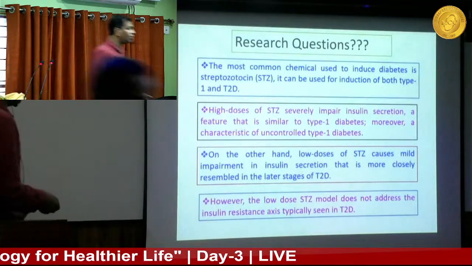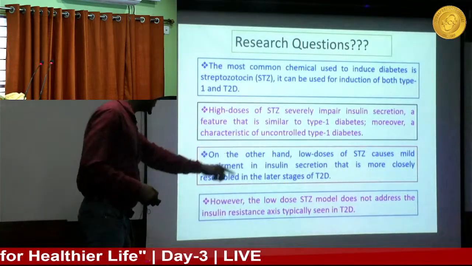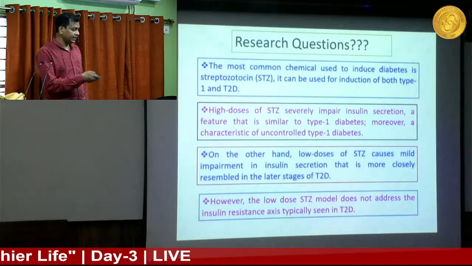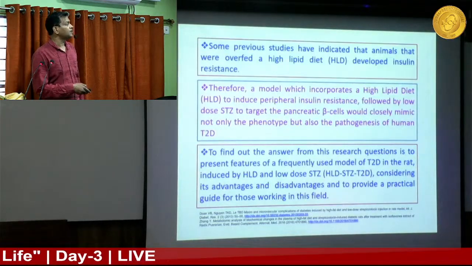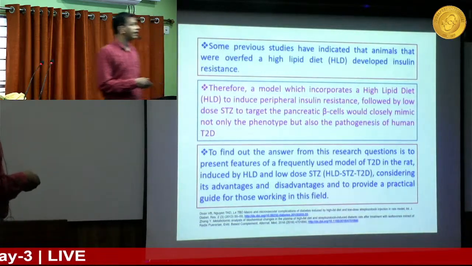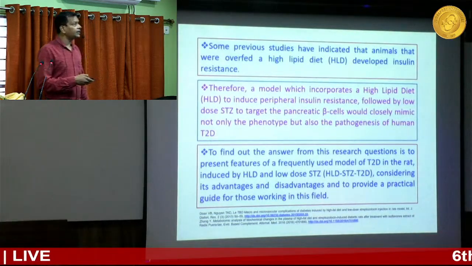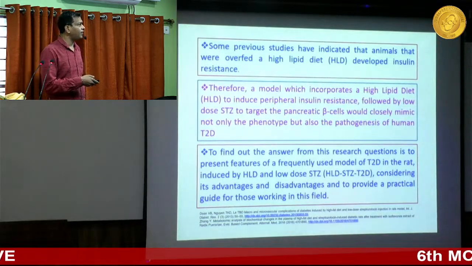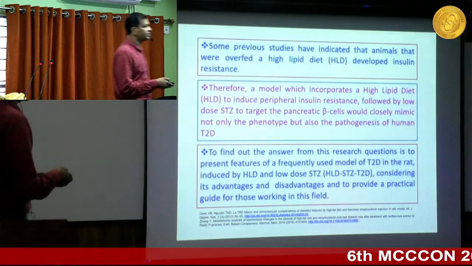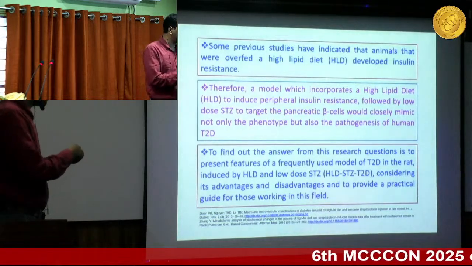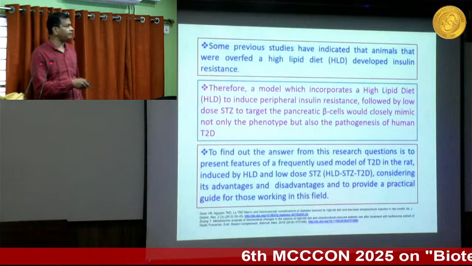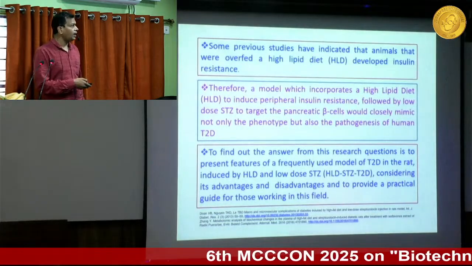However, the low dose streptozotocin model does not address the insulin resistance axis typically seen in T2DM. Some previous studies have indicated that animals that were overfed a high lipid diet developed insulin resistance. Therefore, a model which incorporates a high lipid diet to induce peripheral insulin resistance, followed by low dose streptozotocin to impair beta cells, would closely mimic not only the phenotype but also the pathogenesis of human T2DM.